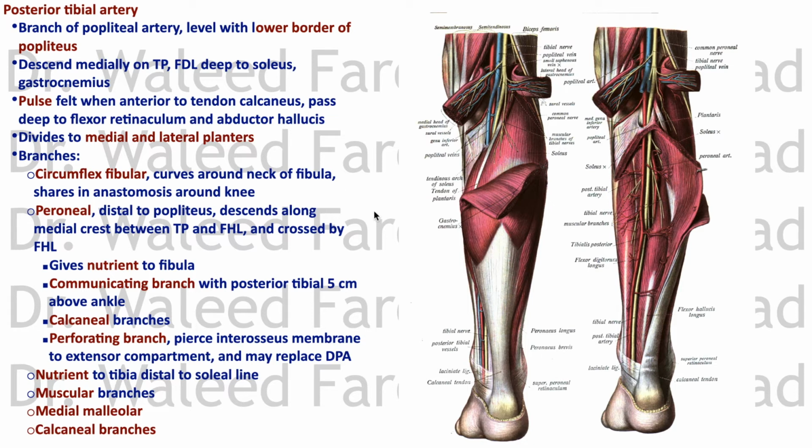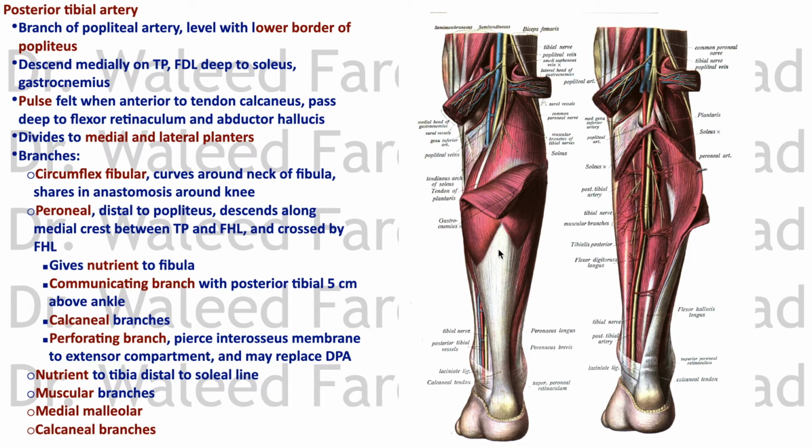The branches of the posterior tibial artery: first branch is the circumflex fibular, a branch that goes around the upper end of the fibula, around the neck of the fibula, and shares in the anastomosis around the knee, as you remember. Then the peroneal artery, which descends along the medial crest of the fibula, distal to popliteus and between tibialis posterior and flexor hallucis longus.